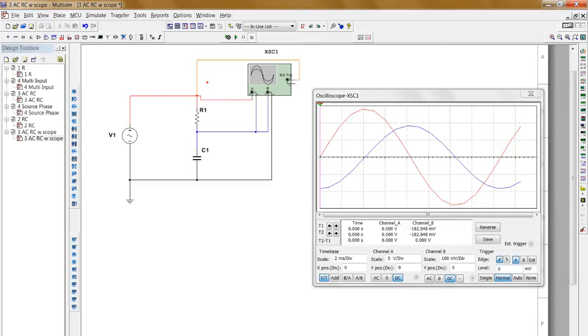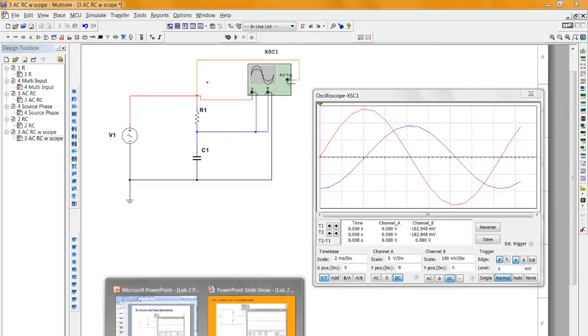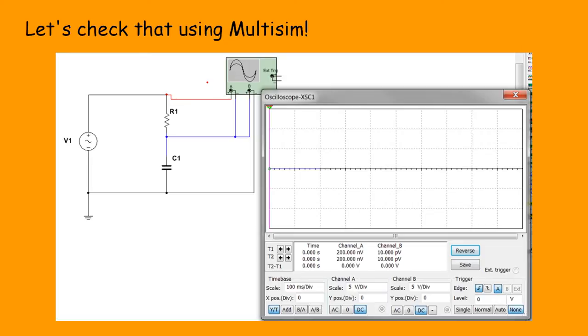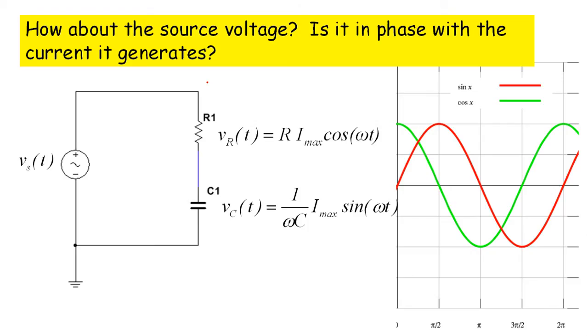I'll turn Multisim off and we'll go back into the world of PowerPoint. This is working great, isn't it? How about the source voltage? This is a tough question. Is the source voltage in phase with the current it generates?